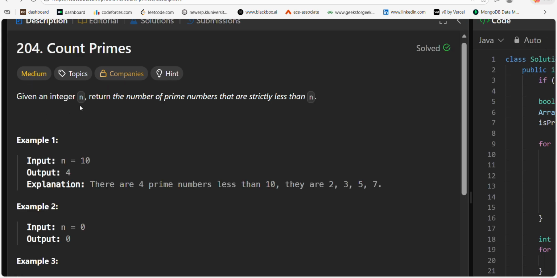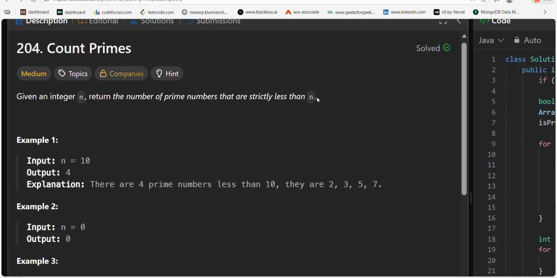Given an integer n, return the number of prime numbers that are strictly less than n. We have to count the prime numbers less than n, which means we are not taking the last number n itself. We only have to identify the prime numbers and return how many there are.